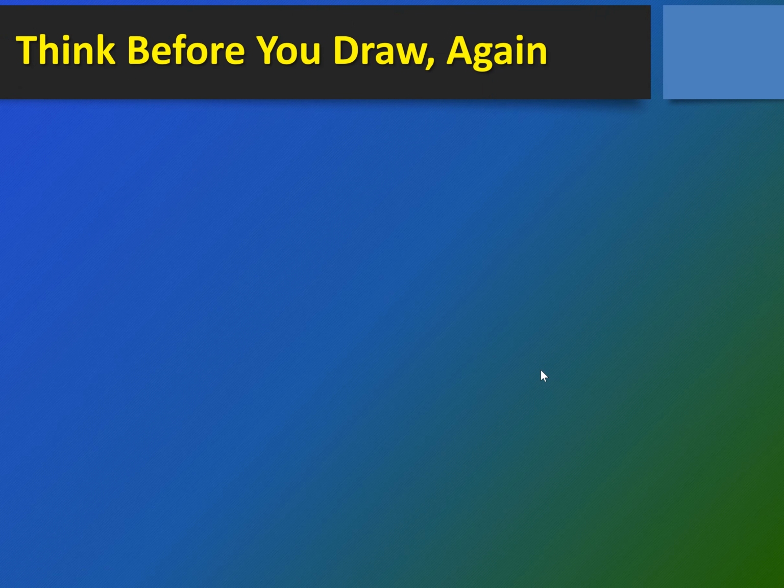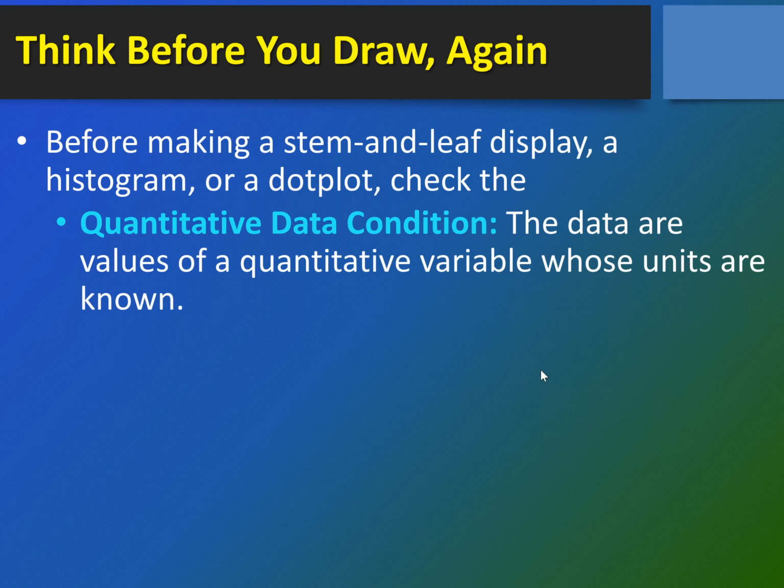So every time we go to draw any type of diagram, you always want to start by thinking about what your situation is. Now, there is a condition, and as we go through this class, we're going to see that we have a lot of these assumptions and conditions that need to be met before we're allowed to proceed. Well, if I'm going to be talking about quantitative data, that data has to be quantitative. And quantitative data typically is associated with units. So make sure you know what those units are.